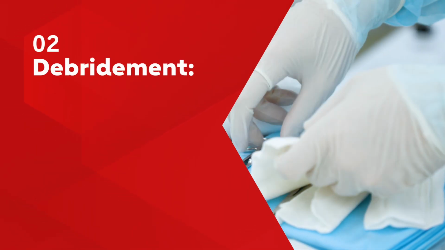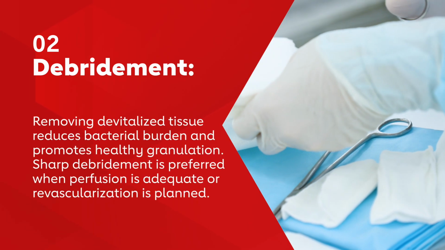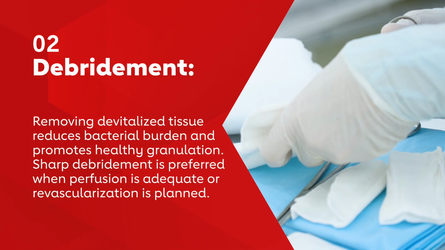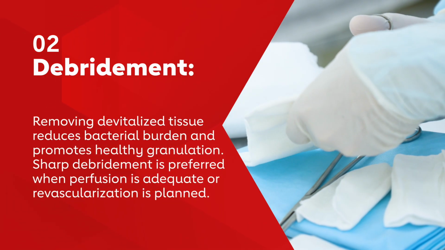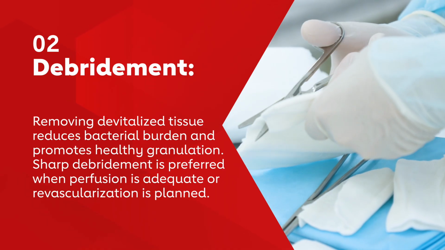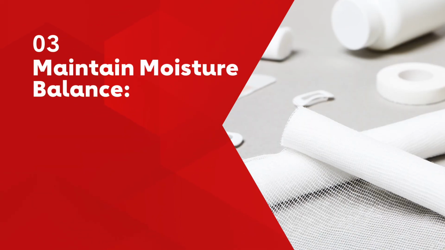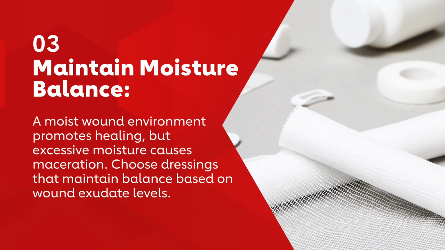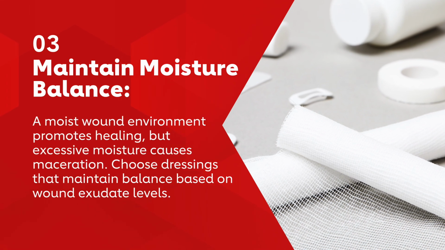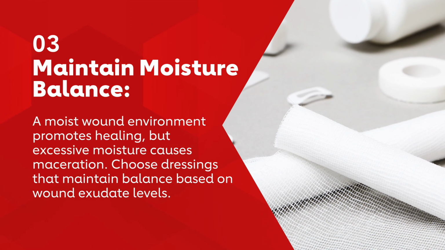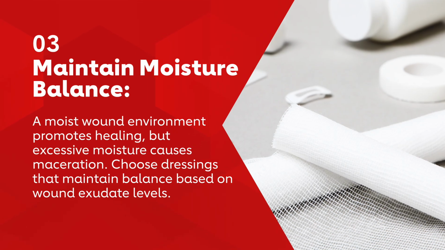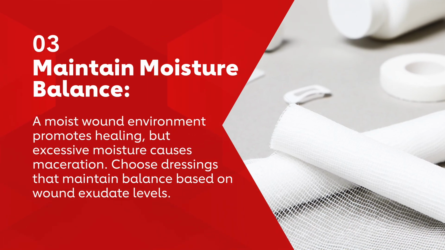Second, debridement. Removing devitalized tissue reduces bacterial burden and promotes healthy granulation. Sharp debridement is preferred when perfusion is adequate or revascularization is planned. Third, maintain moisture balance. A moist wound environment promotes healing, but excessive moisture causes maceration. Choose dressings that maintain balance based on wound exudate levels.